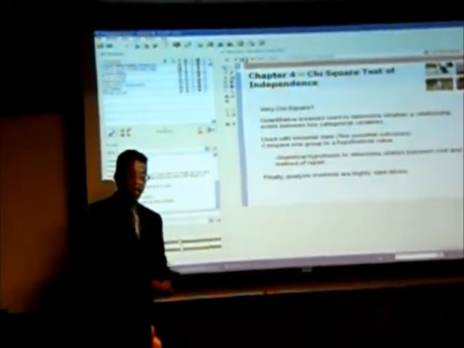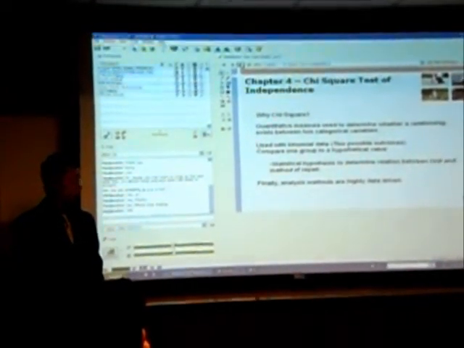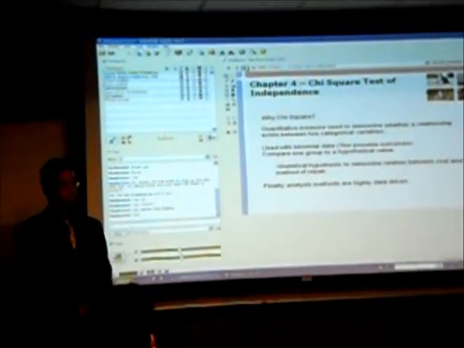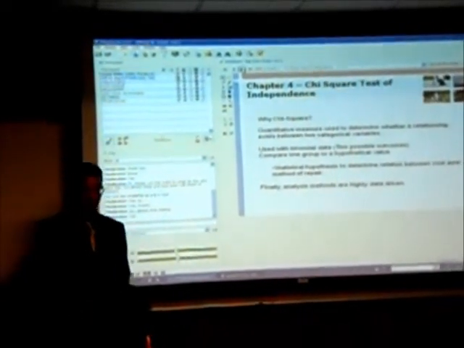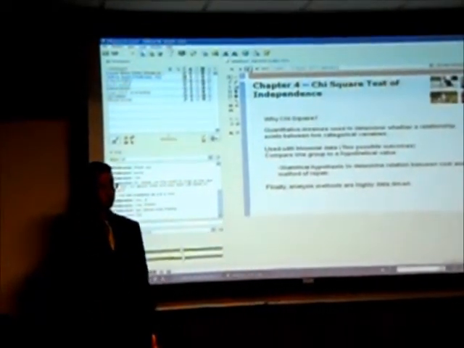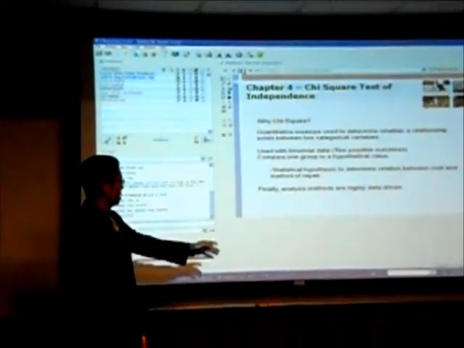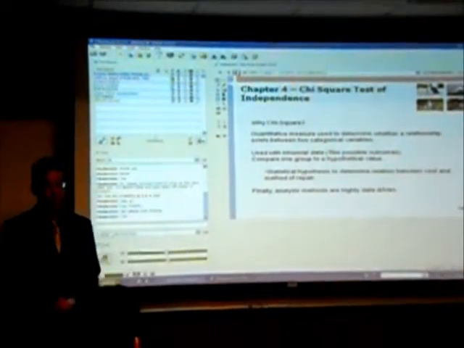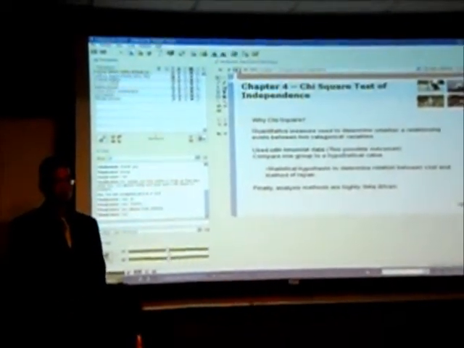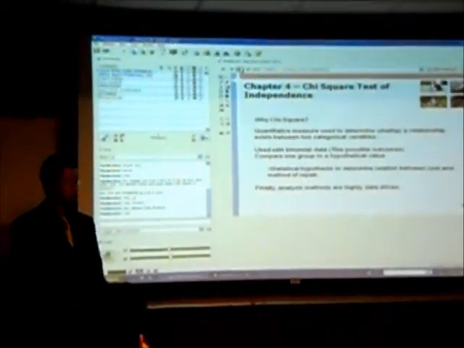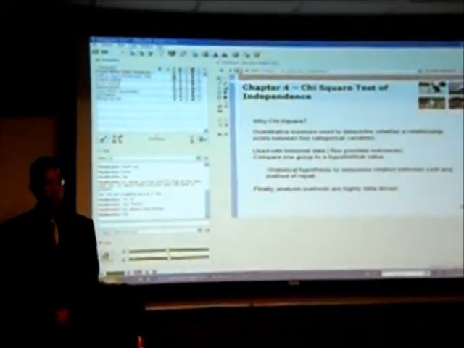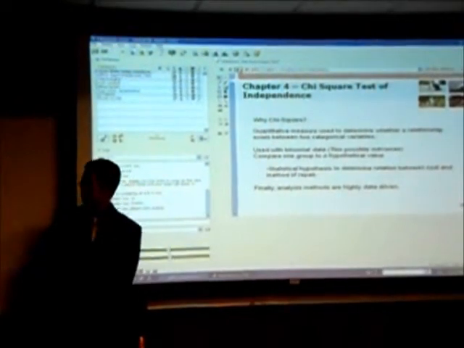After we went through our chi-square calculations, we found that to be not true, and according to the chi-square statistical analysis, there is a relationship between the cost and the method of repair. Finally, statistical analysis methods are very highly data-driven, and after examining our data set, we found that the chi-square analysis was the best fit for us. Next slide, please.